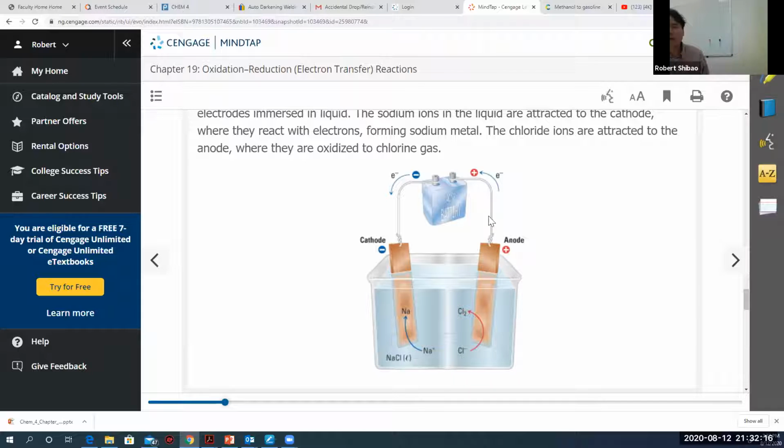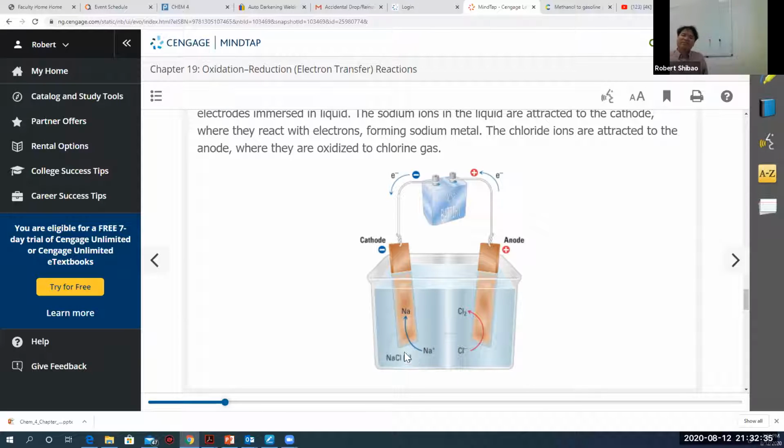And then if the battery is pulling electrons here, it's going to force oxidation to occur, and they're oxidizing chloride here. And so the battery is acting as an oxidizing agent. It's going to oxidize something, chloride, and it's also acting as a reducer. It's pushing electrons to sodium here.